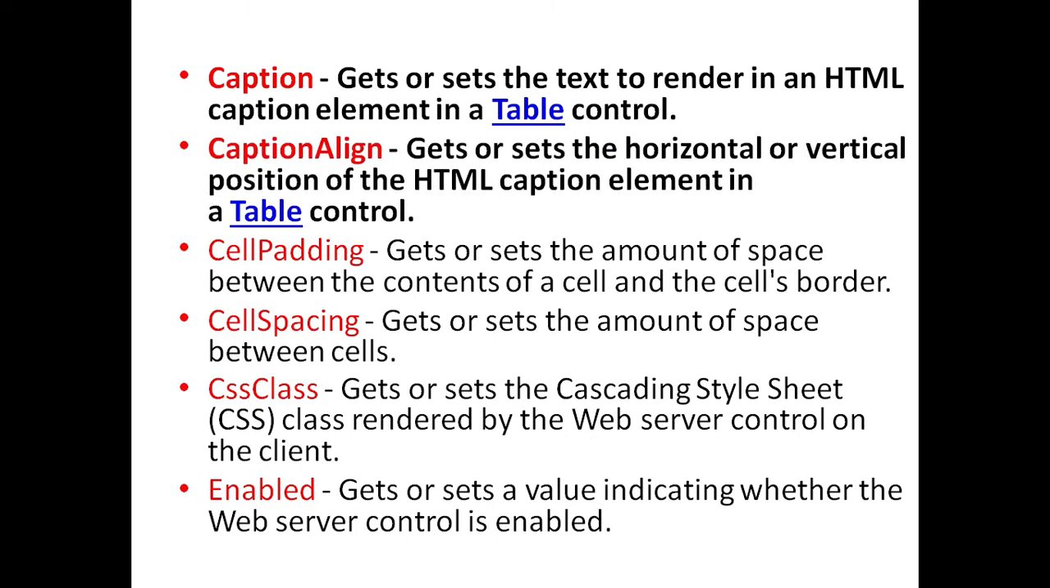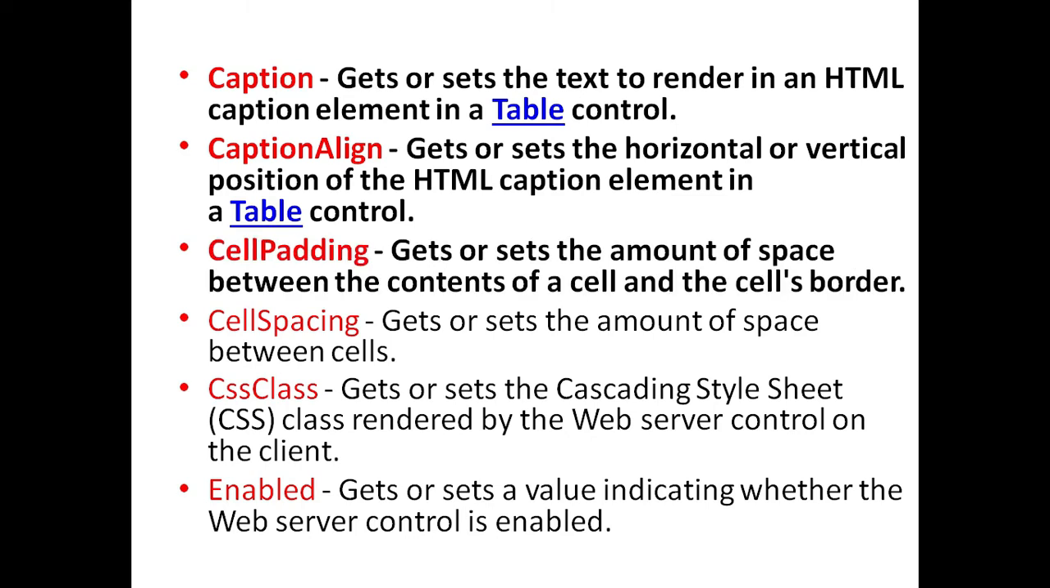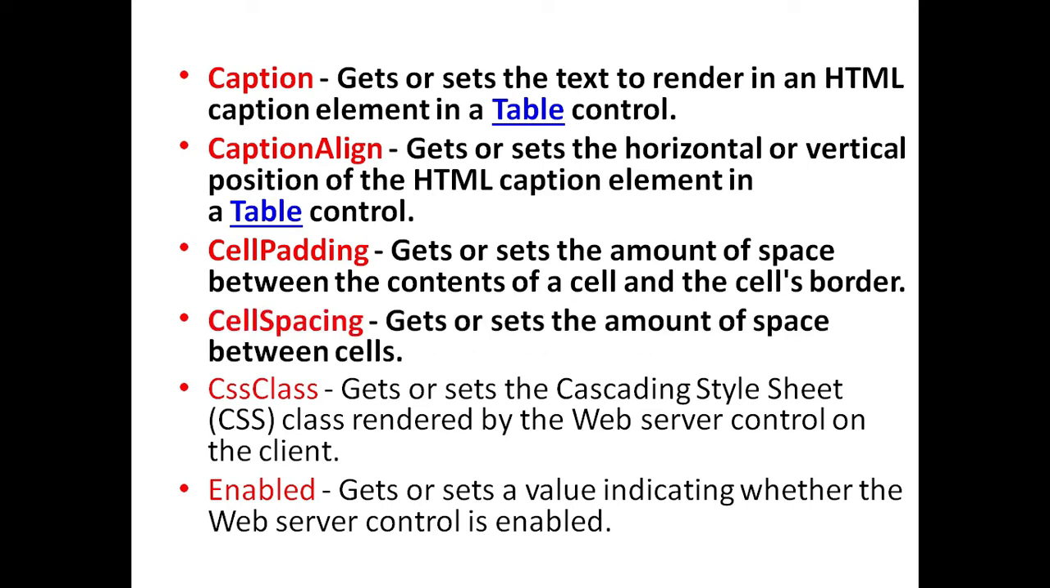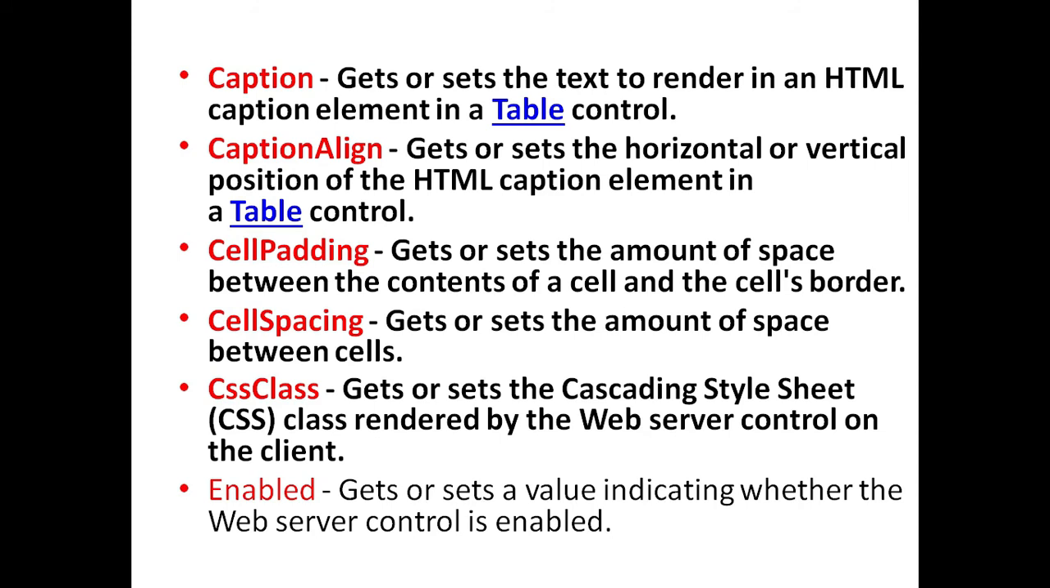CaptionAlign property is used to get or set the horizontal or vertical position of the HTML caption element in a table control. CellPadding property is used to get or set the amount of space between the contents of a cell and the cell's border. CellSpacing property is used to get or set the amount of space between the cells. CssClass property is used to get or set the cascading style sheet class rendered by the web server control on the client.